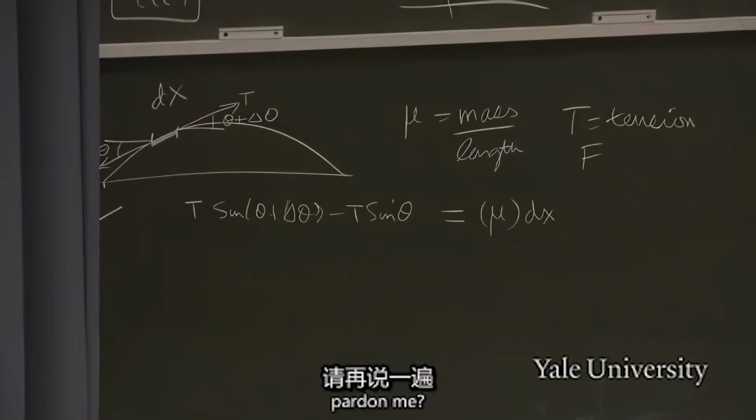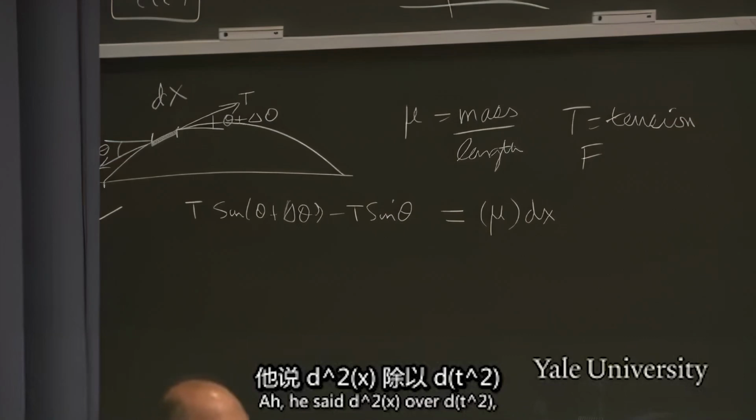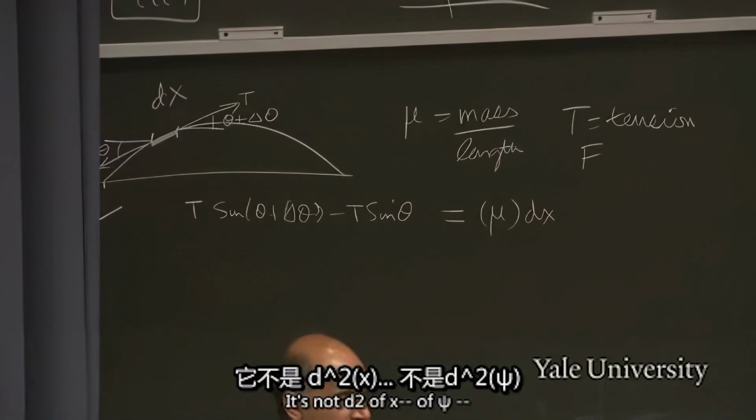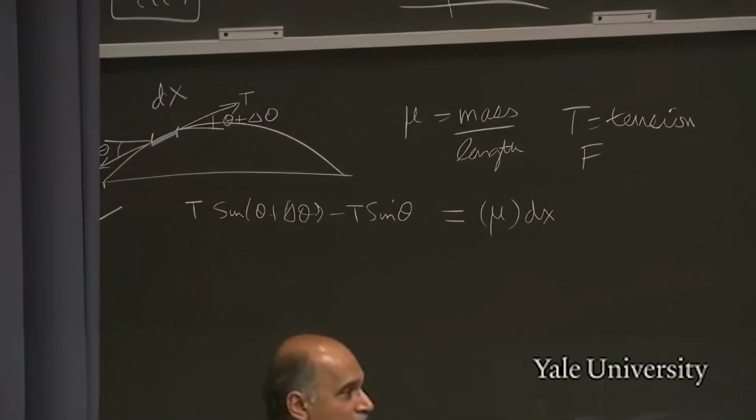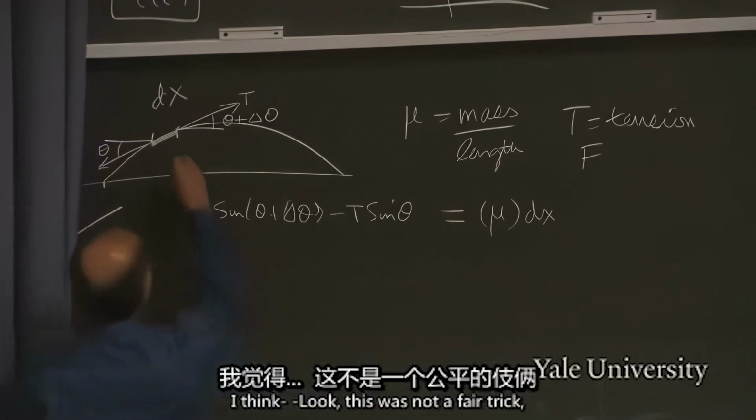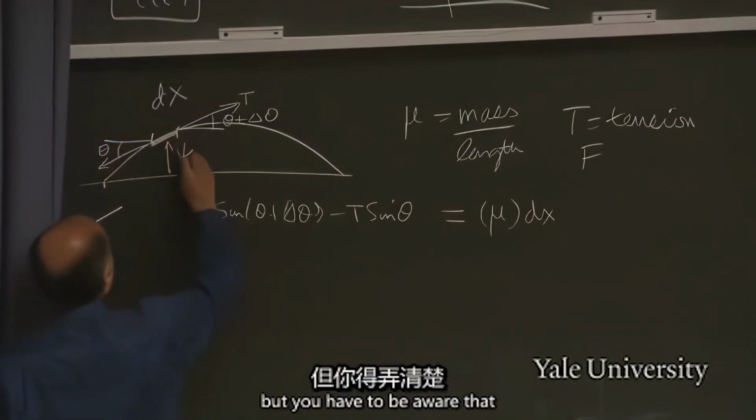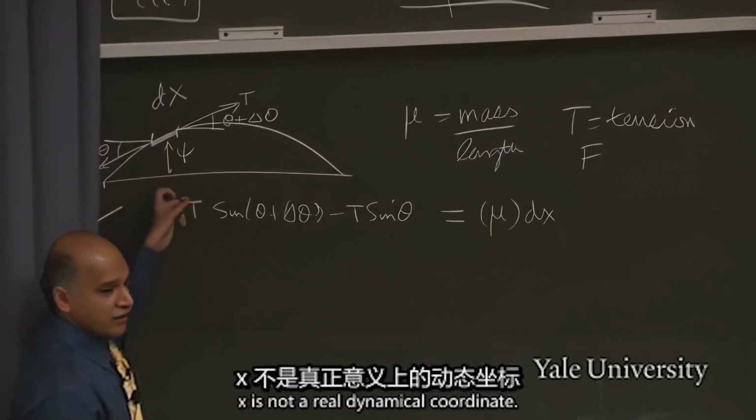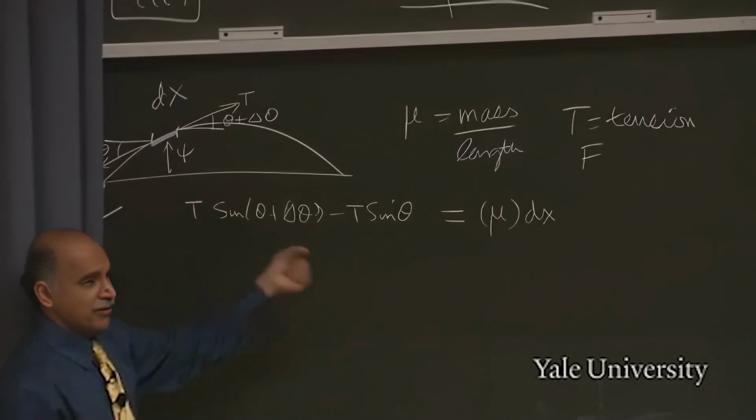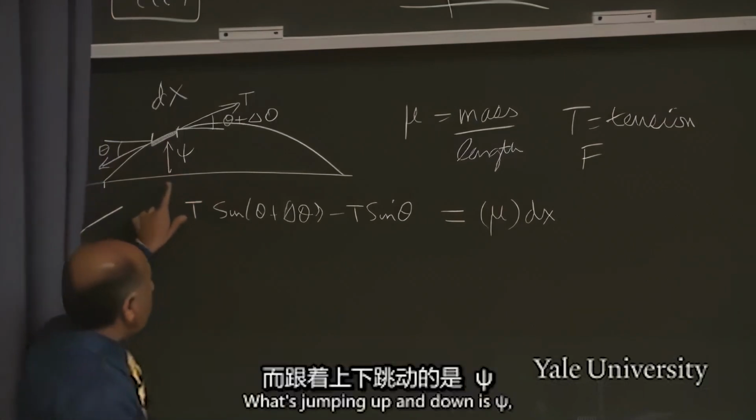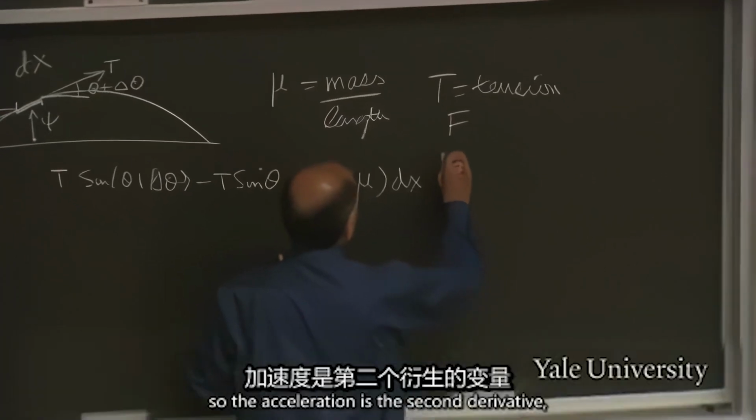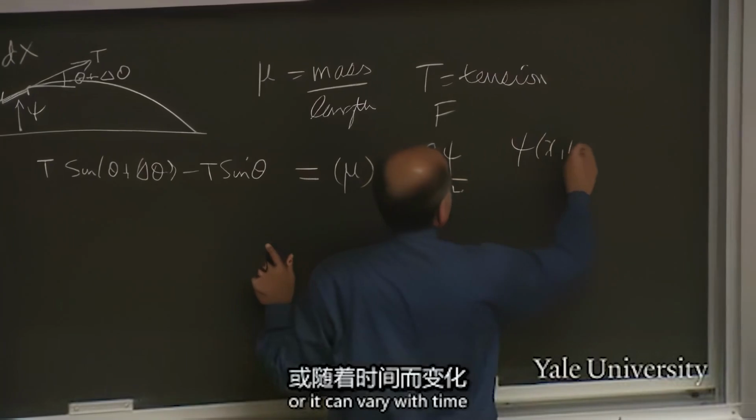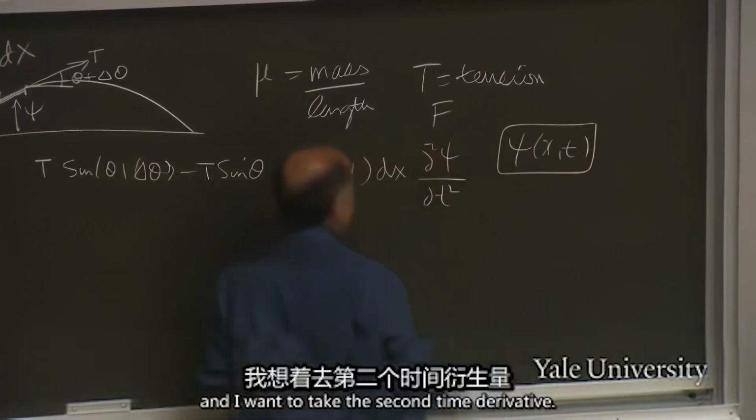Pardon me? d2x over dt squared. He said d2x over dt squared, but the d by dt squared is right. It's not d2 of x of psi, because you have to be aware that what is oscillating up and down is the coordinate psi. X is not a real dynamical coordinate. X is a label on the string. What's jumping up and down is psi, so the acceleration is the second derivative, and I write partial derivative because psi can vary with x or it can vary with time, and I want to take the second time derivative.